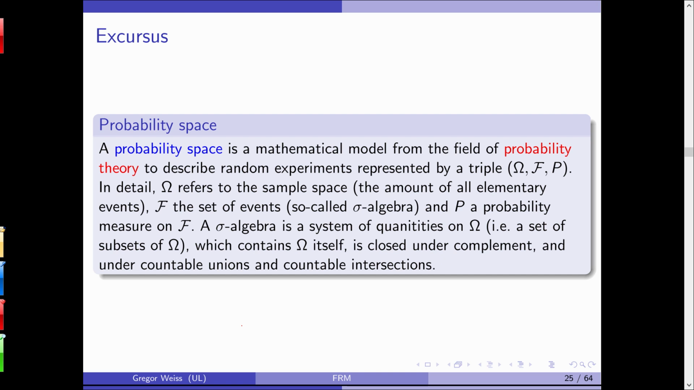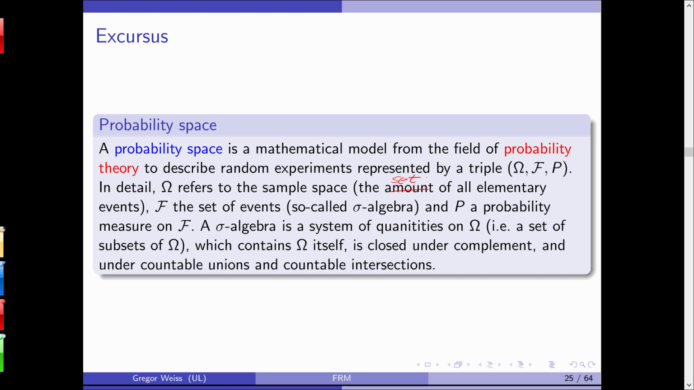Okay. Now, what is Omega? Omega is simply the sample space. So it's the set. It's actually not an amount. It's a set of all elementary events. The simplest example of a probability space can be thought of with the rolling of a die. If you have a regular die, you have 1, 2, 3, 4, 5, 6 in the set as elementary events. In German, same word, Elementarereignisse.